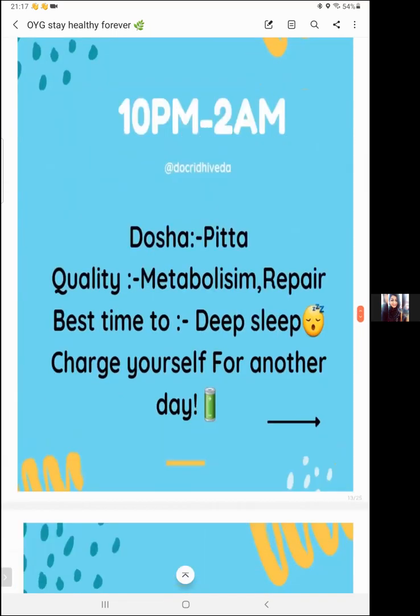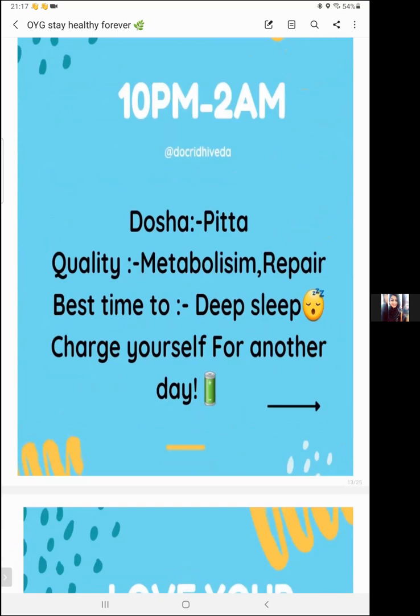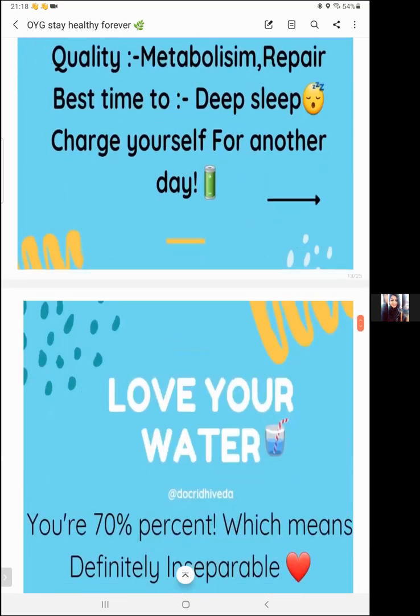So 10 p.m. to 2 a.m. is the time for Pitta dosha. So your metabolism, your repair, everything, 10 p.m. to 2 a.m. is the time where your body repairs. We sleep to repair ourselves, to charge ourselves for another day. So this is the best time to sleep or to have a deep sleep.